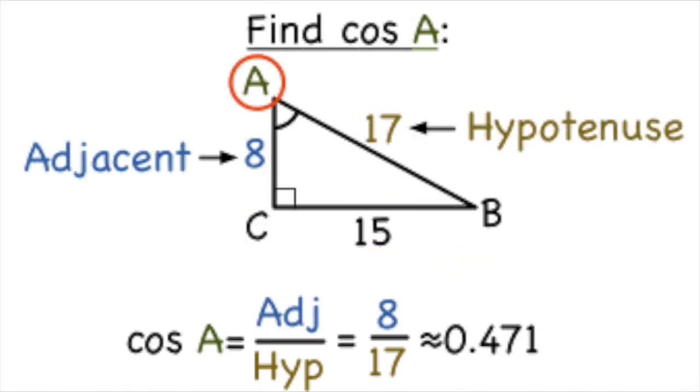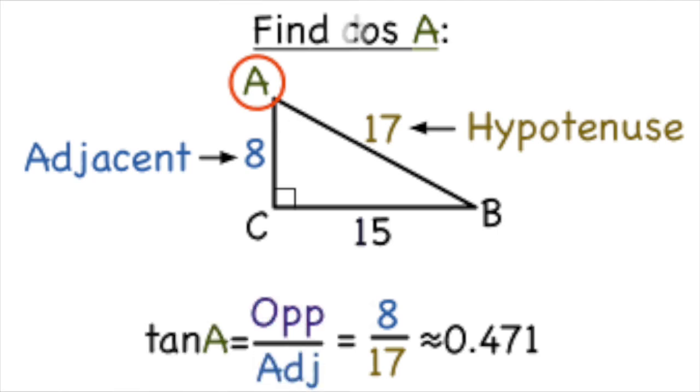Next, we need to find cosine of A, which is a little different in this case from sine. Cosine stands for CAH, so adjacent over hypotenuse. Our adjacent in this example is 8 and our hypotenuse is 17. So our cosine would be 8 over 17 equals 0.47.